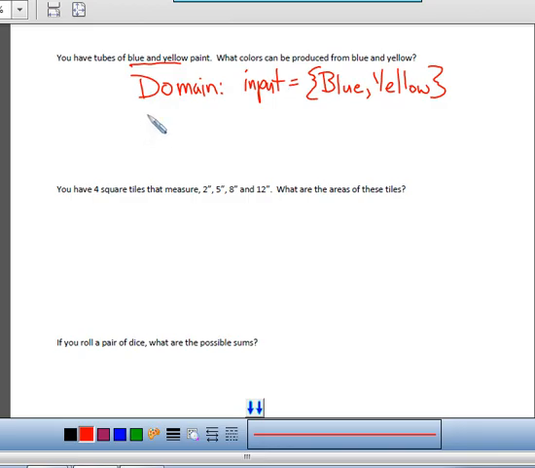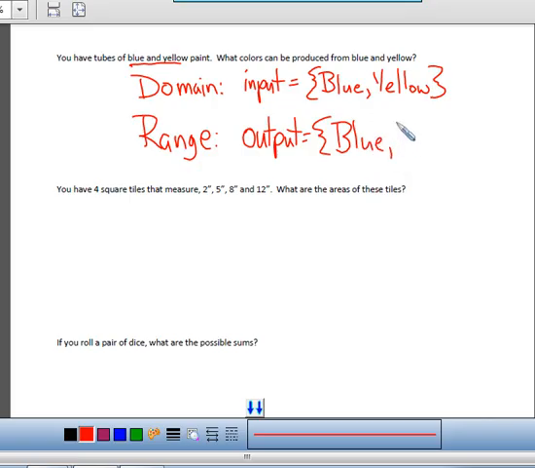And so then our range is going to be, well, what would come out of the paint sprayer? Hopefully you know something about paint and colors. Obviously blue and yellow could or would come out, but there is one other possibility as well. And that is green. Okay, and so this is a function because each input has one output, and these are all our possibilities.